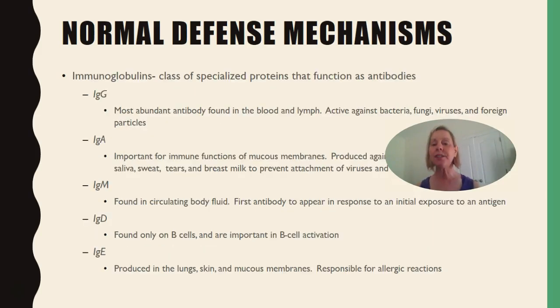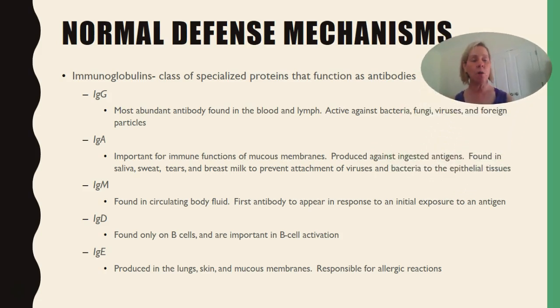One of the substances I want you to know will be antibodies, or what we call immunoglobulins. And immunoglobulins are a type of globulin protein. Keep in mind the globulins are going to be one of the plasma proteins you want to know. We see the different immunoglobulins here. IgG is the most abundant antibody you have. This is the one that's going to help you fight against bacteria and viruses and fungi and other foreign particles.